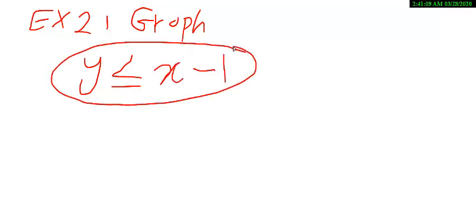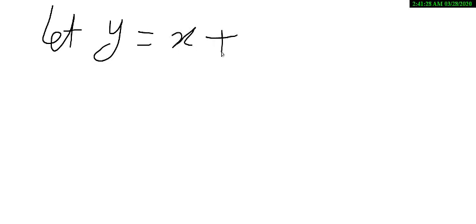How to graph this inequality? We have to go through the procedures we've been through. So I have to start with finding the boundary line. So I'm gonna move up a little bit here. Let y equal x minus 1, x minus, not plus, x minus 1.